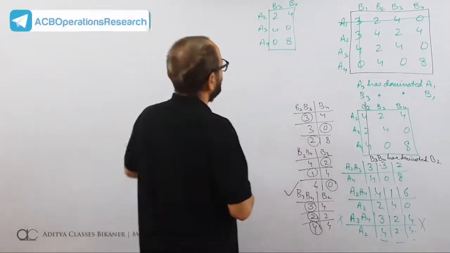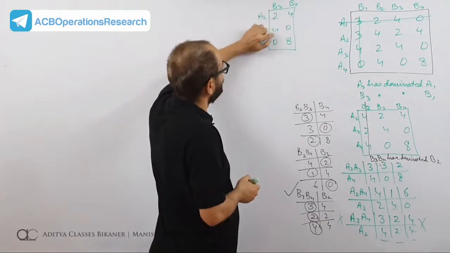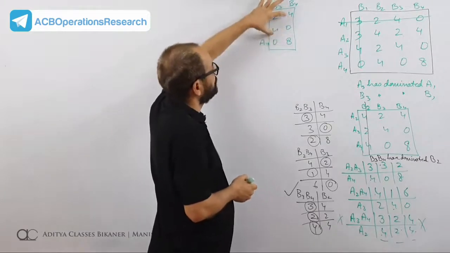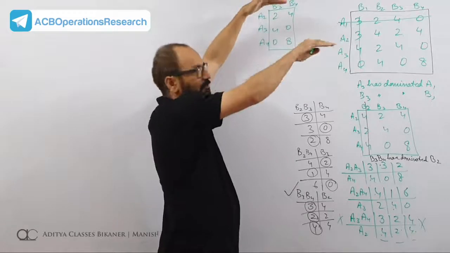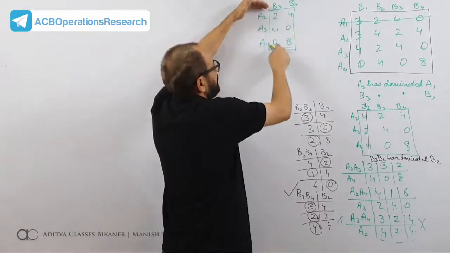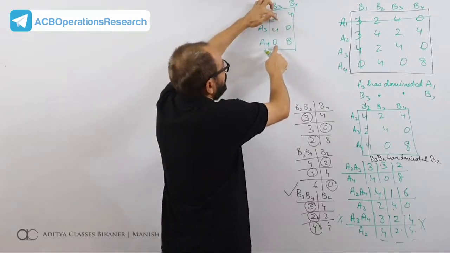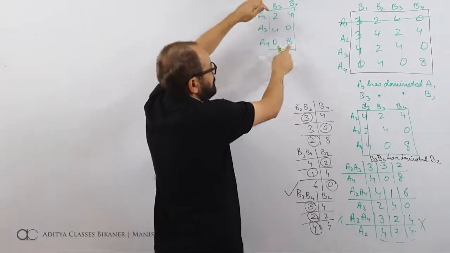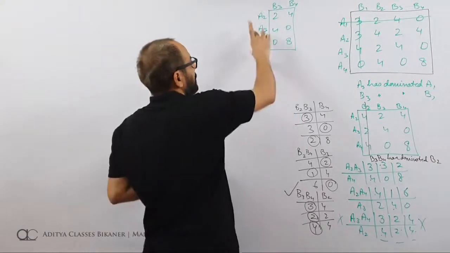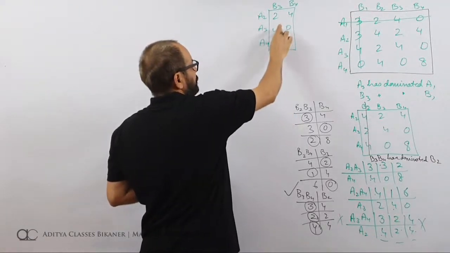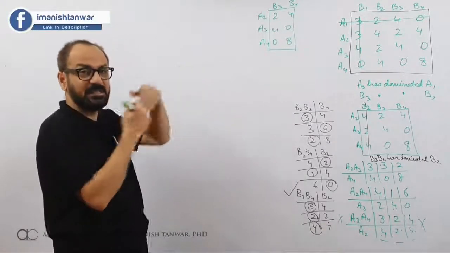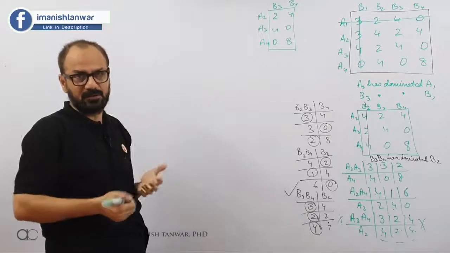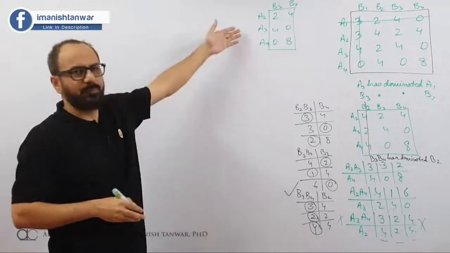Again, let me go to rows. 2 and 4, 4 is better. 4 and 0, 4 is better. So, no dominance. I'm comparing A2 against A3. When I compare A2 against A4, 2 and 0, 2 is better. 4 and 8, 8 is better. So, again, no dominance. When I compare A3 and A4, 4 and 0, 4 is better. 0 and 8, 8 is better. Remember, I'm comparing rows. In rows, we take larger value. So, no pure dominance is there.